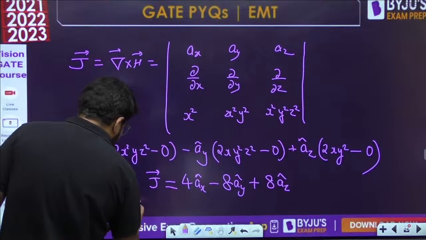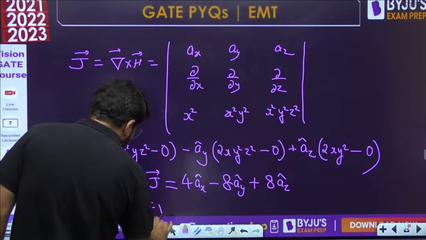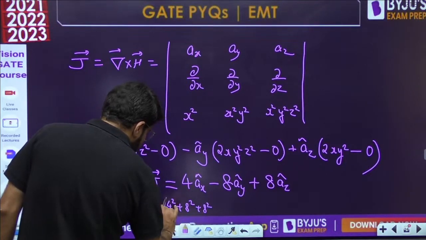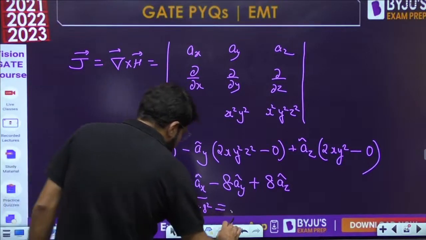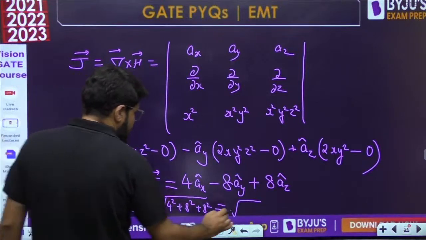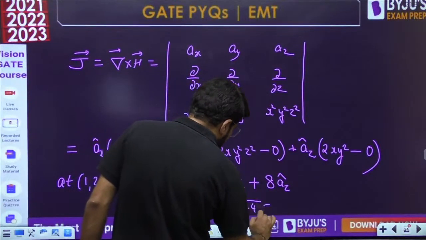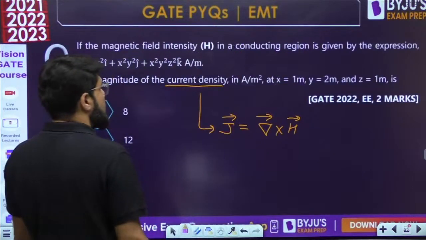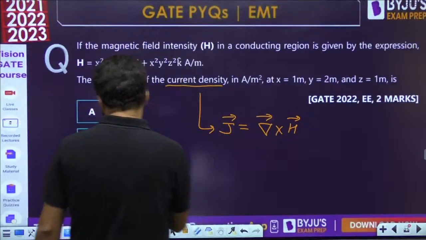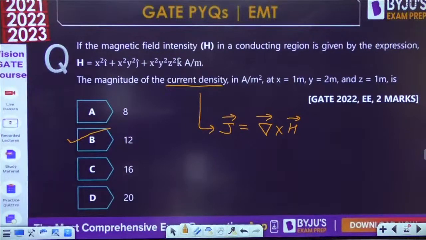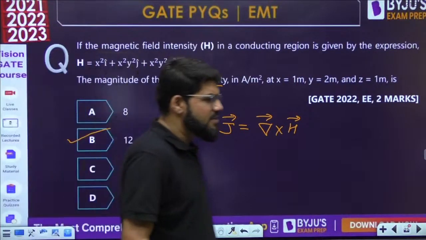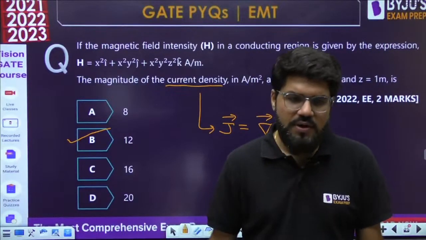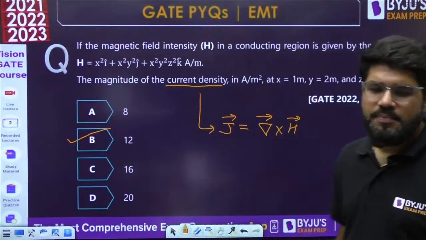So what is the magnitude? The magnitude of the vector is square root of 4 square plus 8 square plus 8 square, that will become square root of 16 plus 64 plus 64, which is 144, and the square root of 144 is 12. This is the answer. The correct answer is option B, it is 12. Simple, direct question for 2 marks. J is equal to del cross H, a direct Ampere's law application.